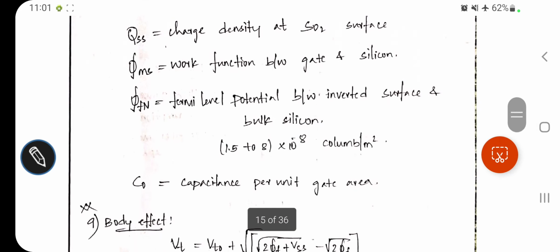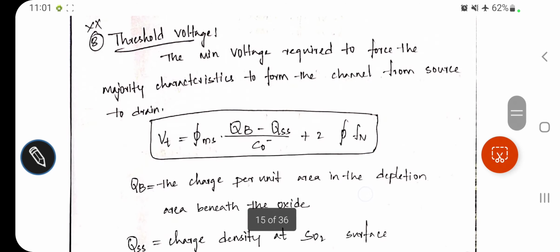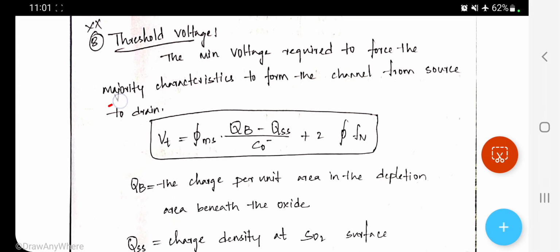C naught is the capacitance per unit gate area. So if they ask in the exam, define threshold voltage and derive the equation for threshold voltage, what you have to do first is define threshold voltage. What I have said: the minimum gate to source voltage required to form the channel between source and drain, the minimum voltage required to force the minority carriers to form the channel between source and drain, that is called the threshold voltage.